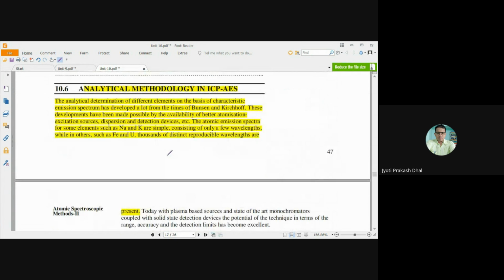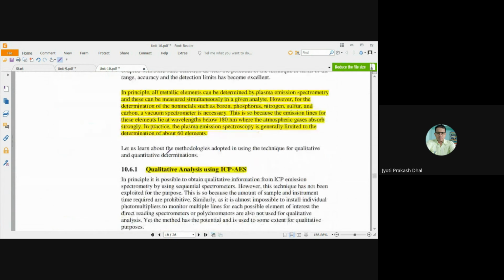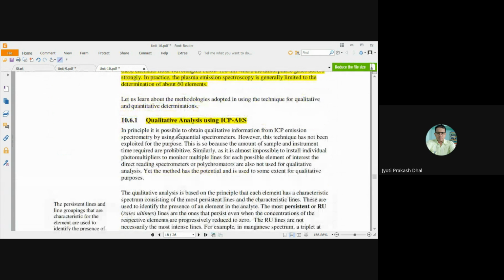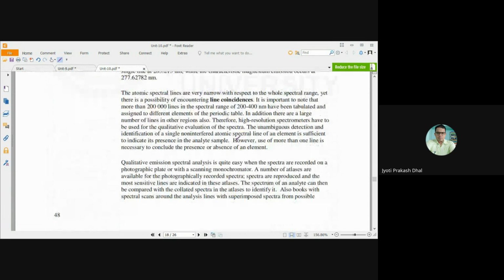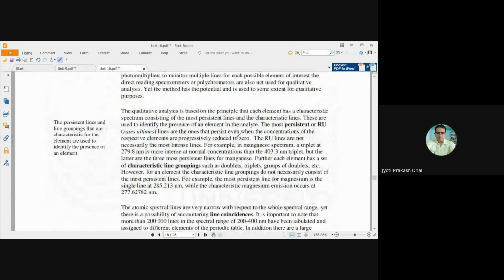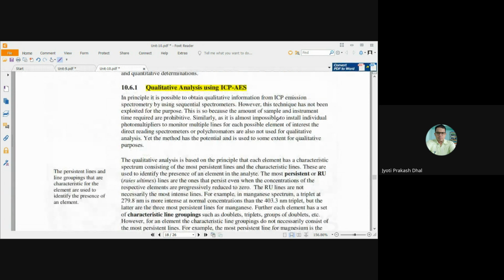Now coming to the analytical methods in ICP-AES. First, qualitative analysis using ICP-AES. In principle, it is possible to obtain qualitative information in ICP emission spectrometry by using a sequential spectrometer. However, this technique has not been exploited for this purpose. This is so because the amount of sample and instrument time required are prohibitive.